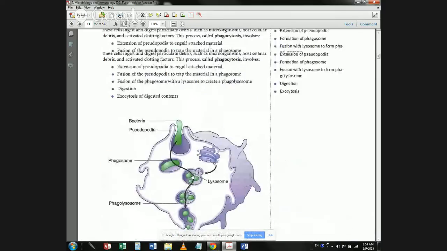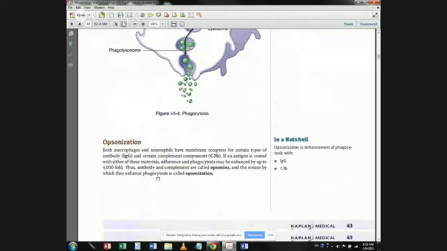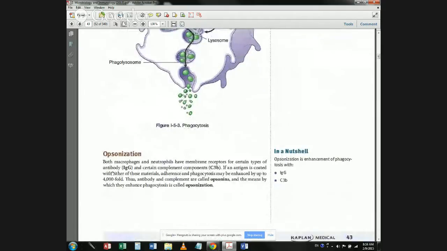Next, we're going to talk step by step about each thing in phagocytosis. First thing, you have opsonization. Both macrophages and neutrophils have membrane receptors for certain types of antibody, such as IgG, and certain complement components, C3b. If an antigen is coated with either IgG or C3b, then these macrophages and neutrophils will bind it.